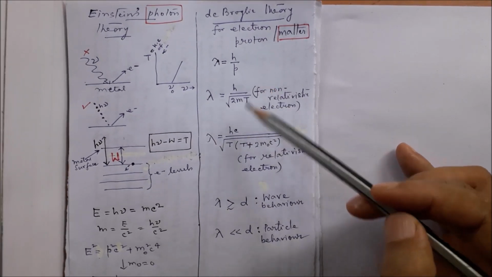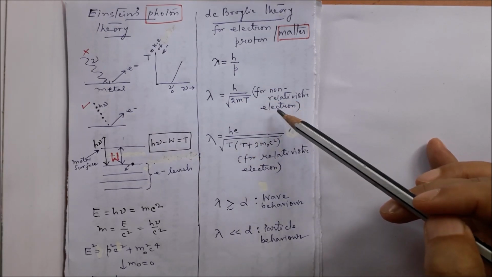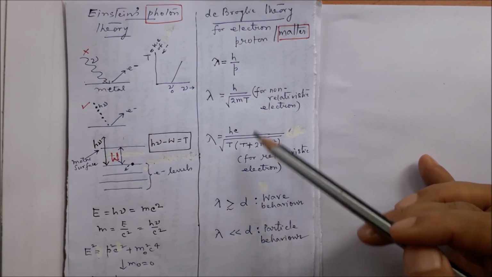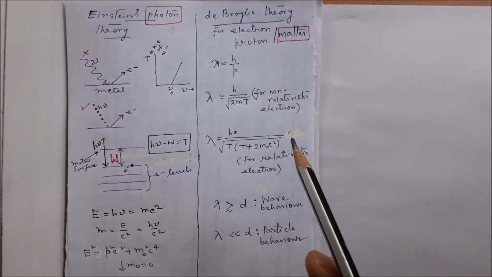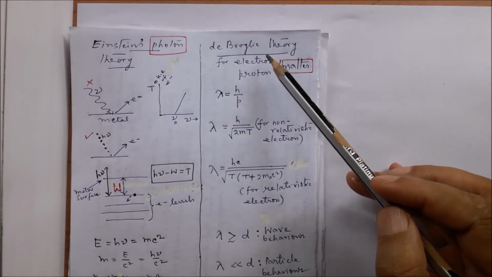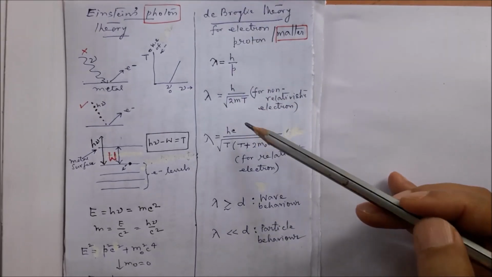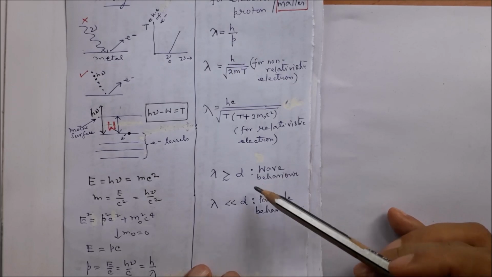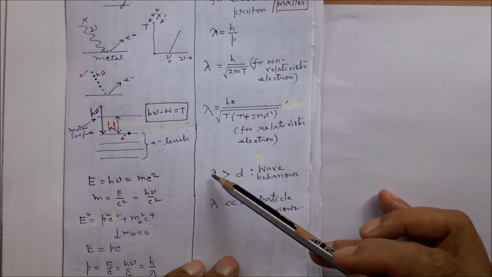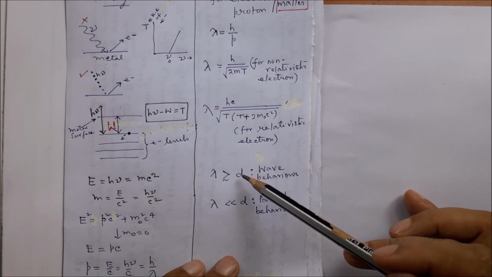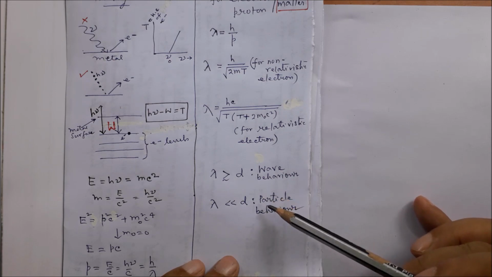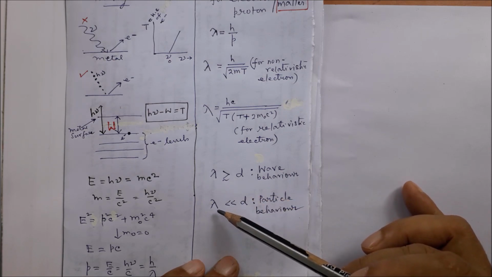And there are two relations actually. One holds for a non-relativistic particle and the other one for relativistic particles. These are not a matter of discussion here, but the essence is that according to the de Broglie theory, a particle is associated with a wave, and if the dimension of the particle is smaller than the associated wavelength, then particle character will get suppressed and wave character will manifest, and particle behavior will be dominant if the dimension of the particle is greater than the associated de Broglie wavelength.